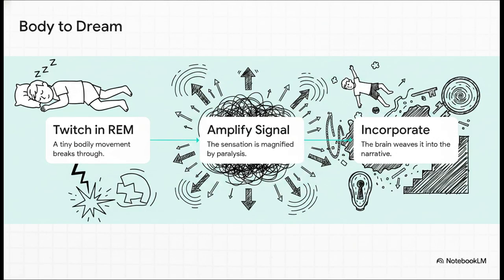Well, during REM sleep, our bodies are naturally paralyzed, which is a good thing, so we don't act out our dreams and accidentally hurt ourselves. But occasionally, a tiny bodily twitch breaks through that paralysis. Here is the biological sequence of what happens next.